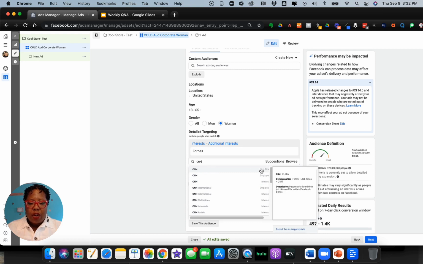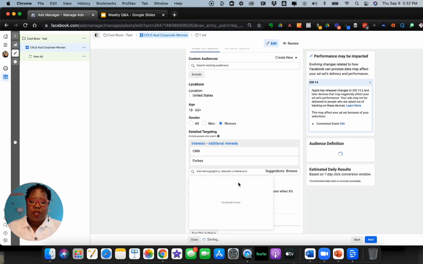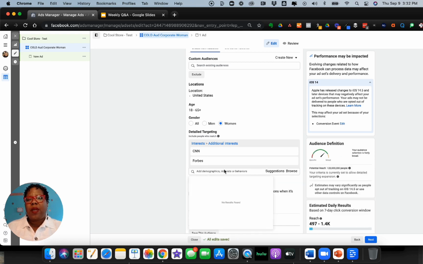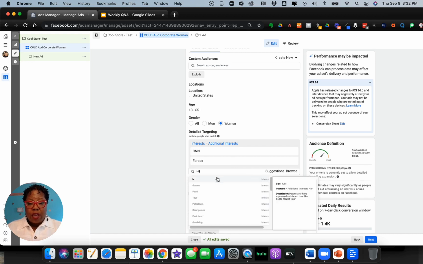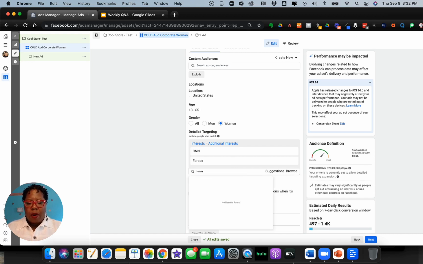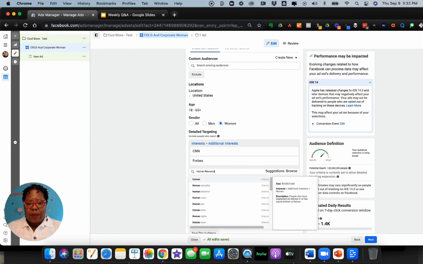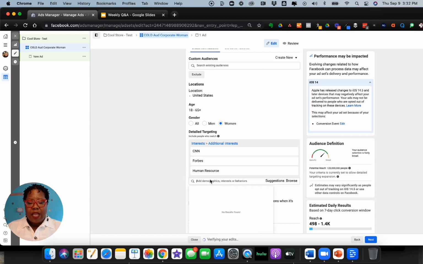You can pick job title of people at CNN, but really you want to focus on interest. If you're talking about a career person, maybe the focus of the audience is, I do look at corporate women, but I'm noticing most of my corporate women are usually in the area of sales or HR. So you can actually put in HR, so titles, and you can look up people who are part of human resources teams, and you can put in their interests.